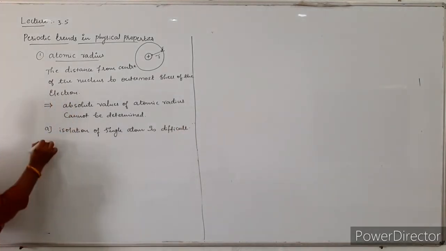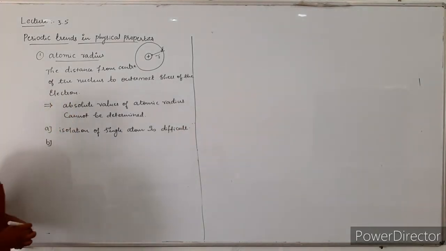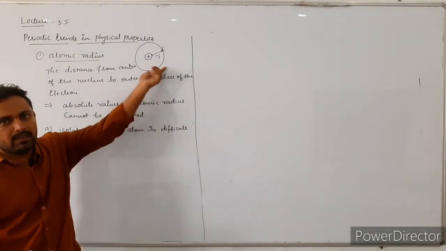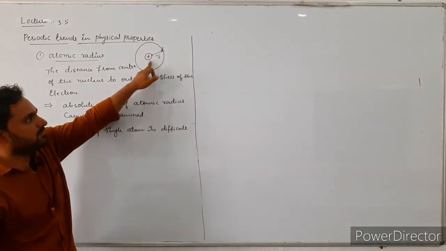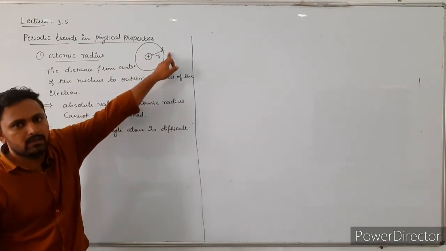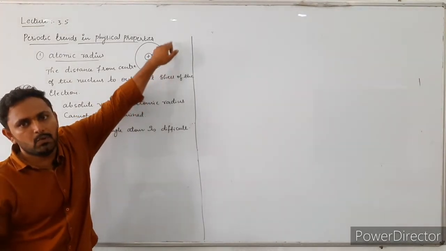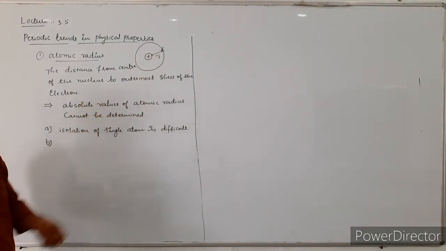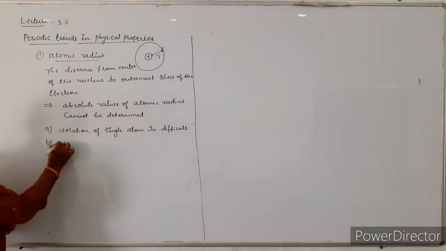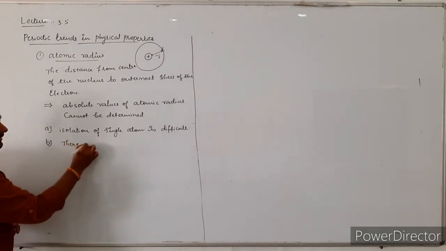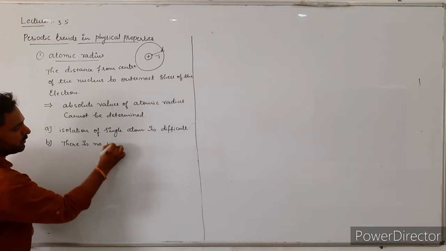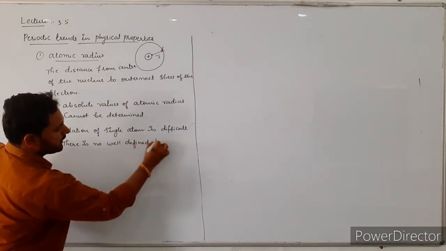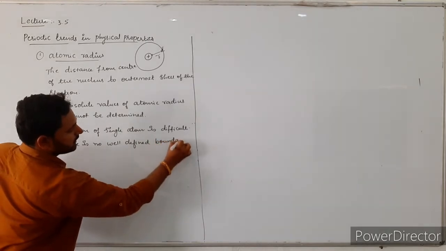The second reason is we don't know the exact boundary for the atom. That's why we cannot calculate the distance from the center of the nucleus to the outermost shell. We don't know the exact boundary of the atom, so we cannot calculate exact values of atomic radius. There is no well-defined boundary for the atom.